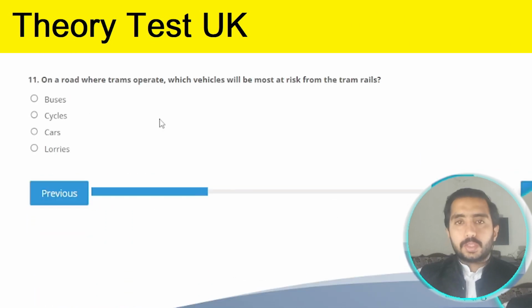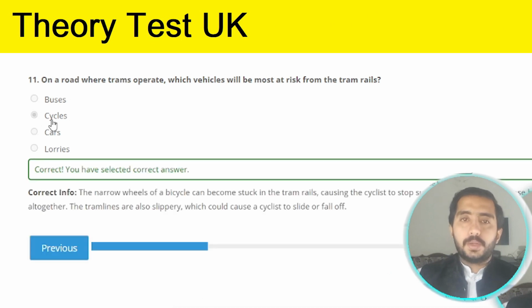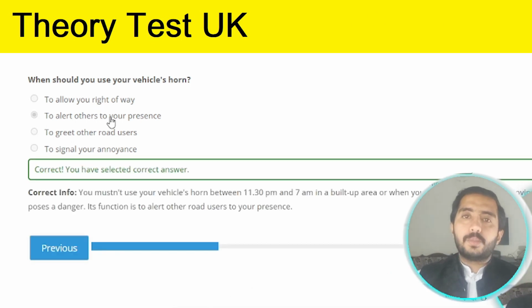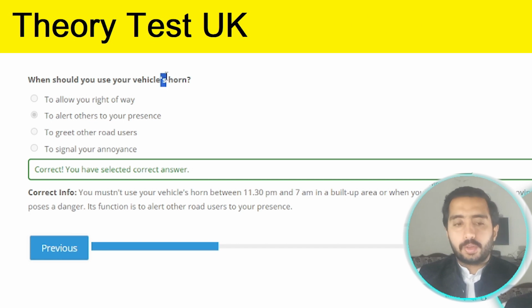Next question, question number 11. On the road where trams operate, which vehicle will be most at risk from the tram rails? The most at-risk vehicle will be cycles. Option B is the correct option. Next one, question number 12. When should you use your vehicle horn? Your vehicle horn should be used to alert others of your presence. When you need to inform others of your own presence, then you need to use your vehicle horn.